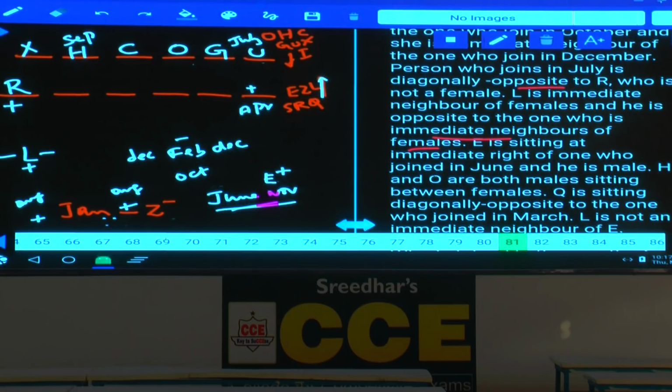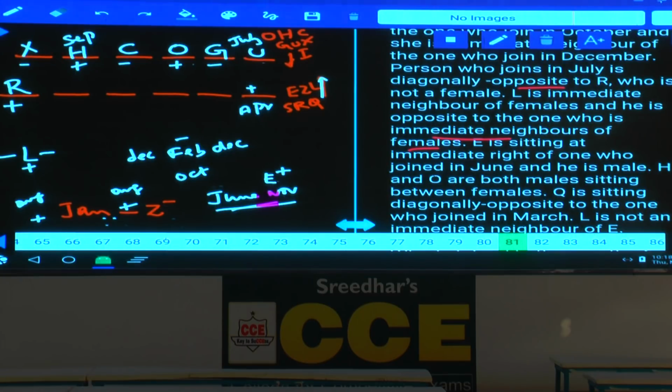E is a male. And H and O are both males sitting between females. H and O, these two persons are males and both are seated in between females, and the remaining persons must be females. C is a female and G is also a female. Clear now? Then H and O are seated in between females and these two persons are males.